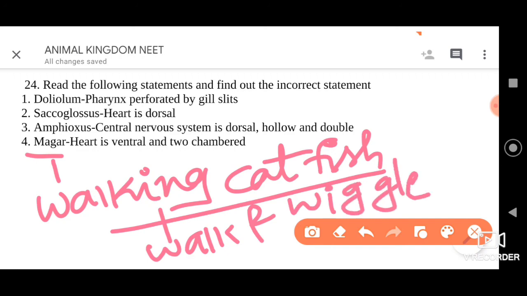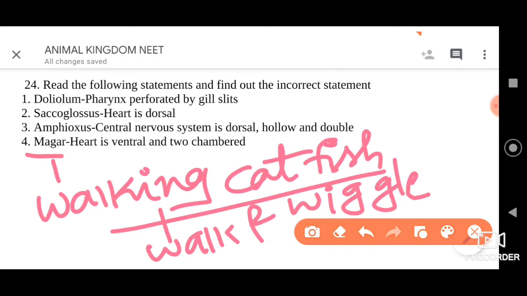Alright, why do they do so? Because to find food or to find a suitable environment for their stay, they need to walk and wiggle certain times on the dry land. So that ability these fishes in fact have.